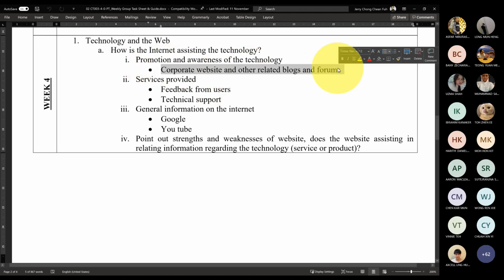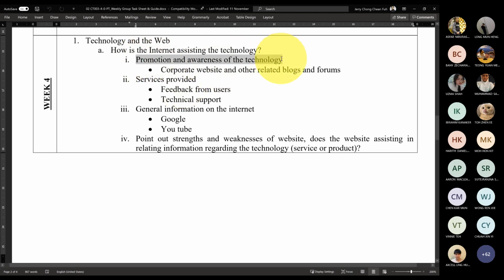All right, so the first one is just for you, you can do something as simple as when you start Googling about your technology. How many websites and how many sources do you find? Are they all relevant to your technology? Are they helping to promote and to provide awareness of the technology? So this is the first statement here that you need to show.